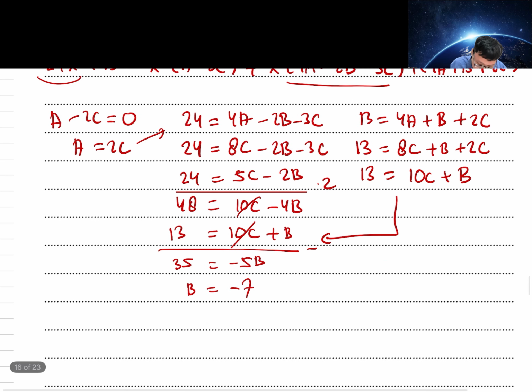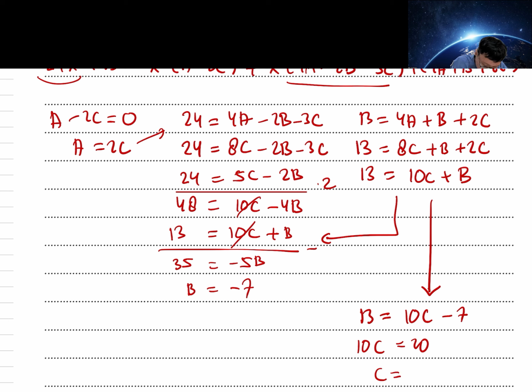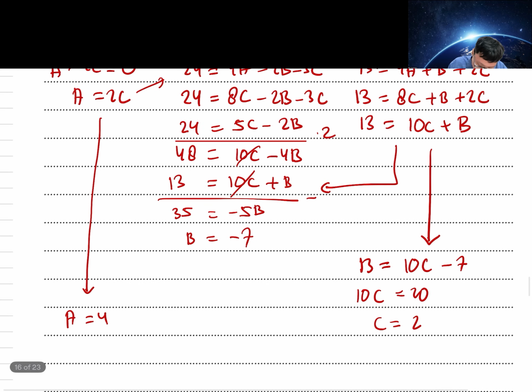You can find a and c. So from this equation, 13 equals to 10c minus 7. So 10c equals to 20, c equals to 2. And because a equals to 2c, we get a equals to 4. So I got the unknowns.